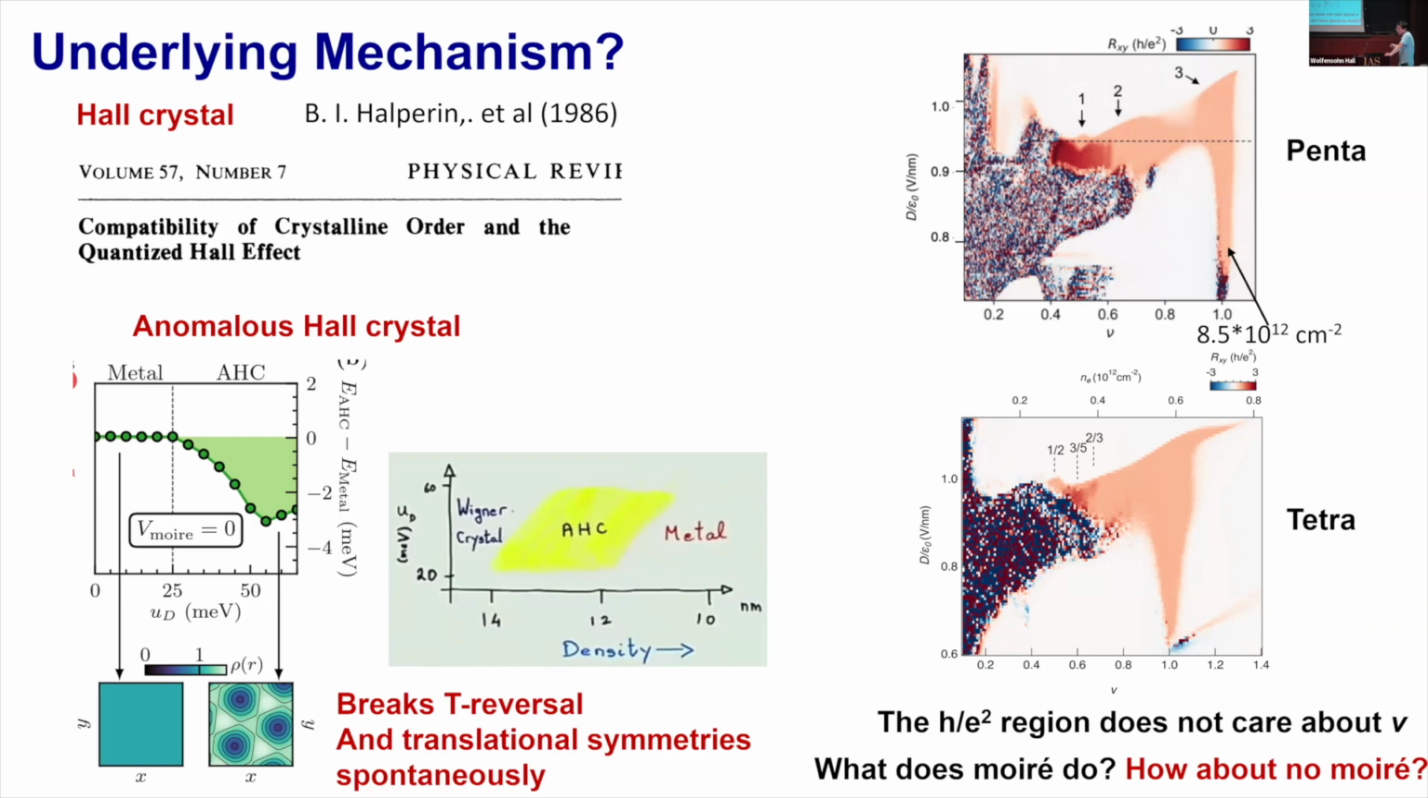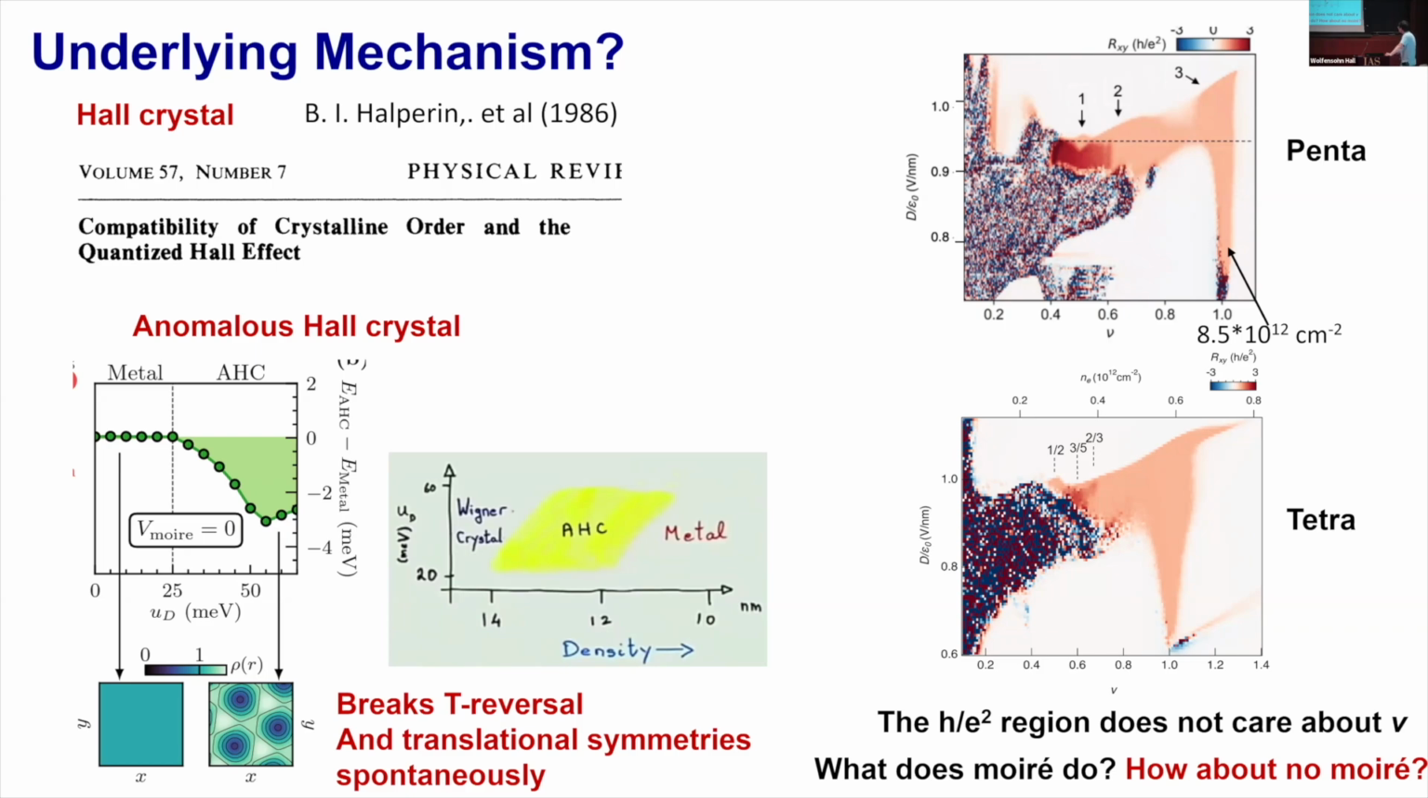Maybe Moiré helps stabilize this anomalous Hall crystal a little bit, although it's not super obvious. I can understand why Moiré stabilizes the fractional fillings that are commensurate with Moiré, but if I'm picking up some weird fractions like 100 over 133, it's not super obvious that Moiré will help stabilize the anomalous Hall crystal there, right?